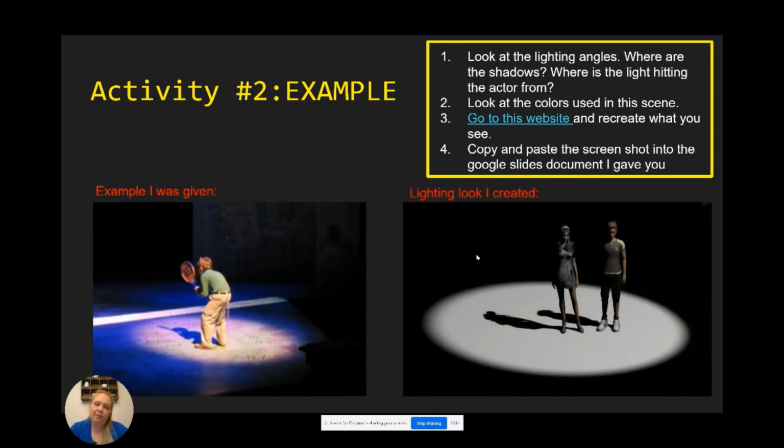So I went to that website and tried to recreate it the best I could. Now you'll see that there's some blue in here. We're not going to be able to do that. You've only got 3 lights to use. So what you're going to do is look at that actor. What are the main angles and colors in that picture and recreate them.